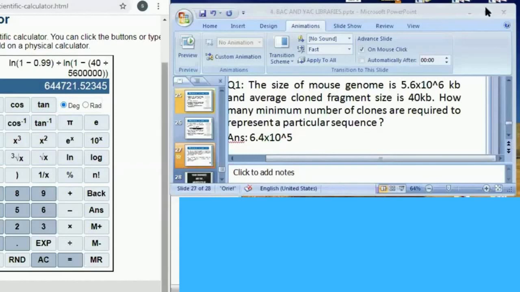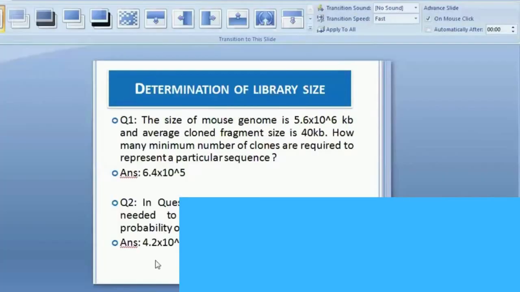Next, I have put a question for you over here. In question number 1, what if the probability is 95%? So instead of 0.99, you'll put 0.95 and you'll get this answer. You can calculate it and see. When I share this slide with you, you can calculate and check if you're getting the answer. Sometimes they will give all the other information and ask you to find the probability. Sometimes they will give the number of clones and ask you to find the genome size. So put it anywhere in the formula and get the result.